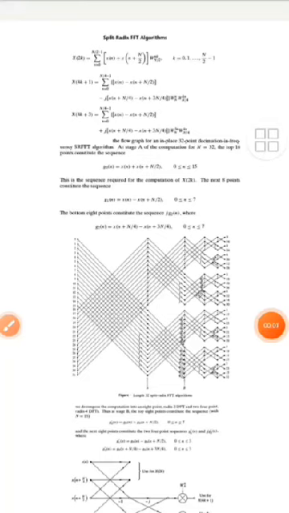Hello everyone. Today's lecture is the split radix FFT algorithm. In this split radix FFT algorithm, the computation process of the FFT algorithm can be further reduced by combining two radix algorithms. Thus, the two algorithms are radix 2 and radix 4.